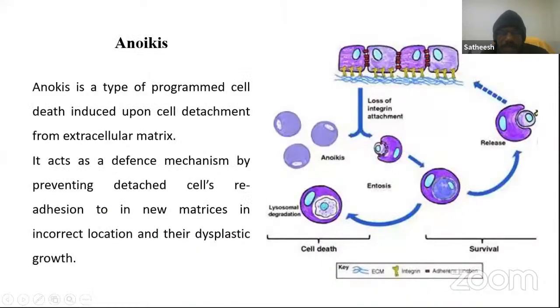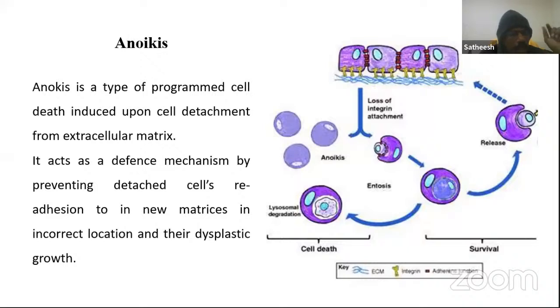Then we have seen the apoptosis, and now there is a process called anoikis. Anoikis is again a type of programmed cell death induced upon cell detachment from the extracellular matrix. The cell will be detached from the extracellular matrix. This is actually the way by which the cells move from one place to another, a process called metastasis. Metastasis is very significant where the tumor cells move from one place to another. The cell gets detached from the tumor, moves to a new place, gets attached there and multiplies, making a new tumor.